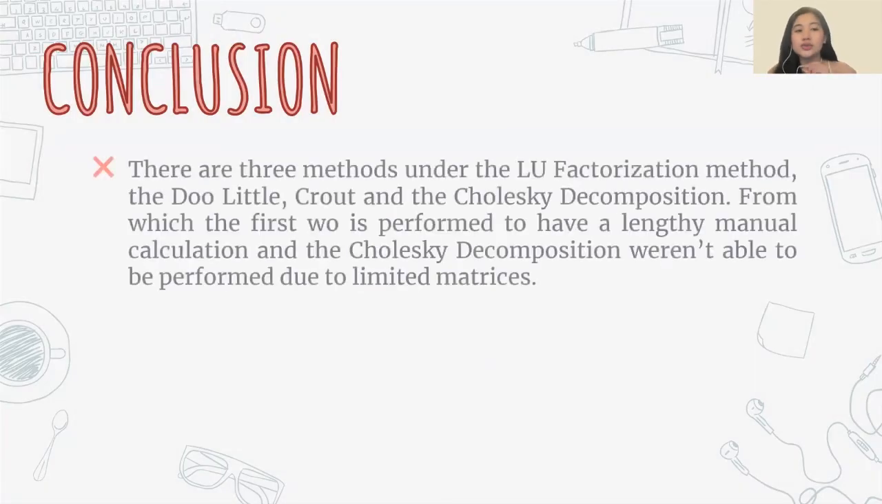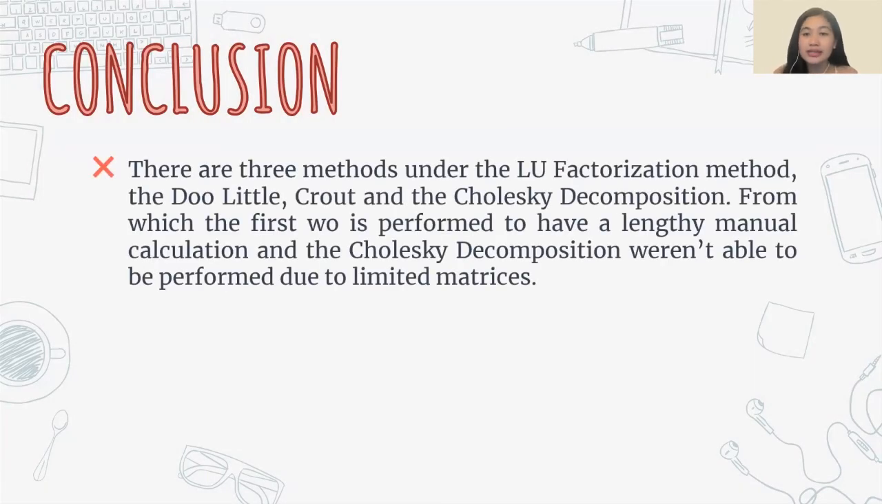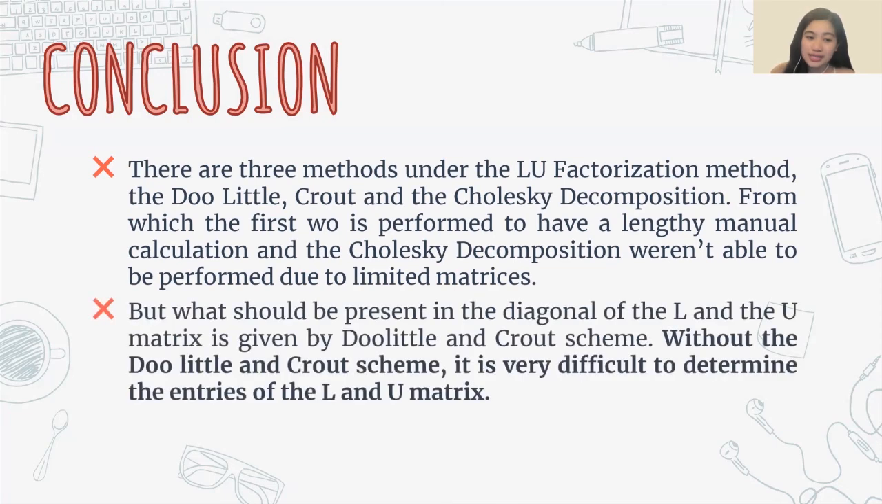So our other conclusion is that there are three methods of LU factorization, which are the Doolittle, Kraut, and the Cholesky, and the first two were performed with lengthy manual calculation, while the Cholesky decomposition wasn't able to be performed due to limited matrices. But what should be present in the diagonal of the L and the U matrix is given by the Doolittle and Kraut scheme. Without the Doolittle and Kraut scheme, it is very difficult to determine the entries of our L and U matrix.